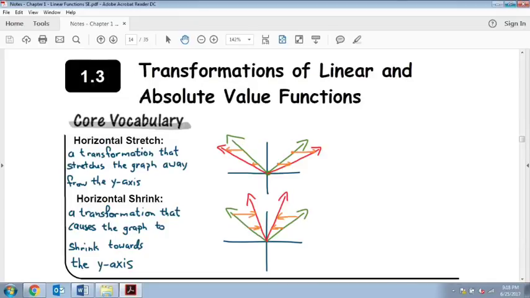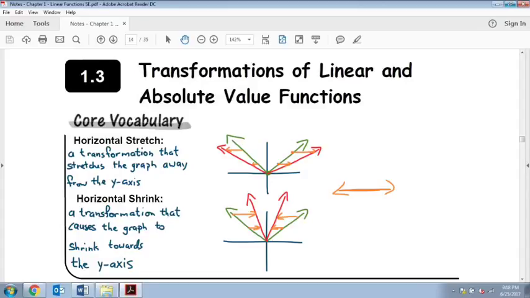Remember we talked about yesterday, inside the parentheses is x, and normal outside the parentheses is y. Well, horizontal transformations affect your x coordinates. Those make them go left and right, right? So I'm going to find a horizontal stretch or shrink inside those parentheses.